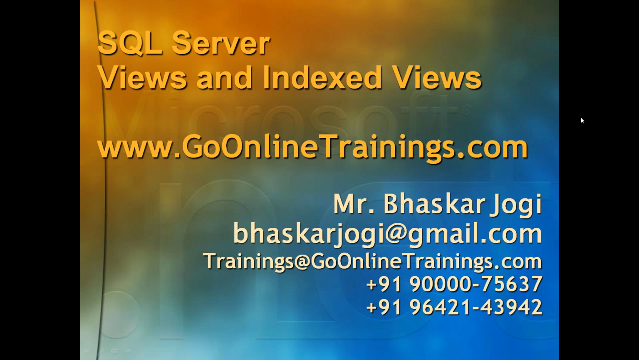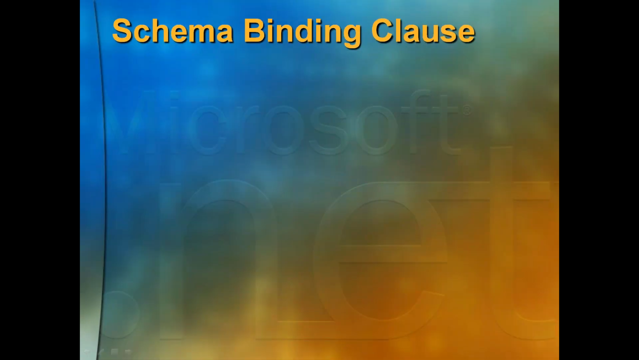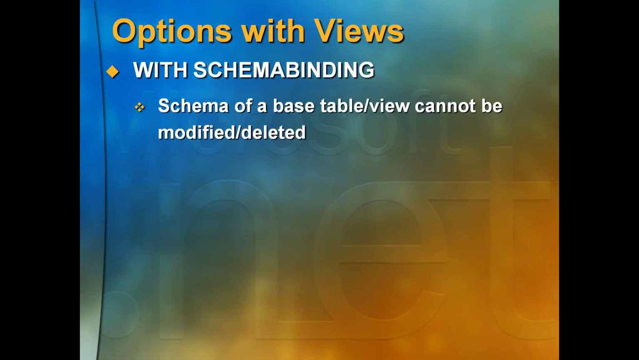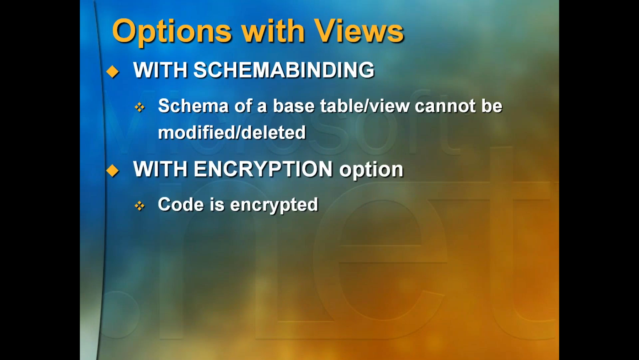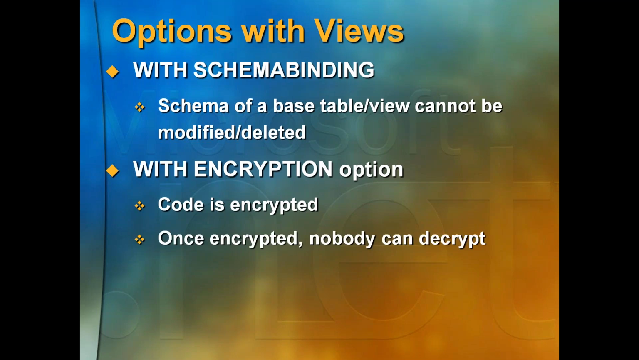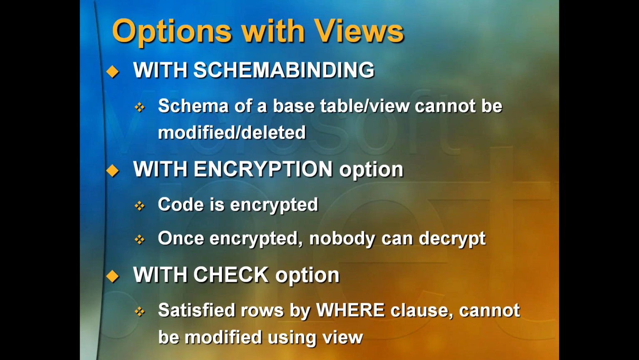So, yesterday we had seen what is a view, right? And what are the options with the views? So, we had seen a couple of options. What are the options we had seen? With schema binding clause. The second one is with encryption. The last one is called with check option. Satisfied rows by where clause cannot be modified using a view. So that is the meaning of with check option.